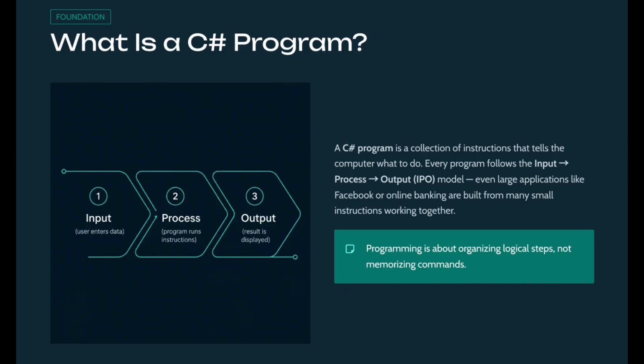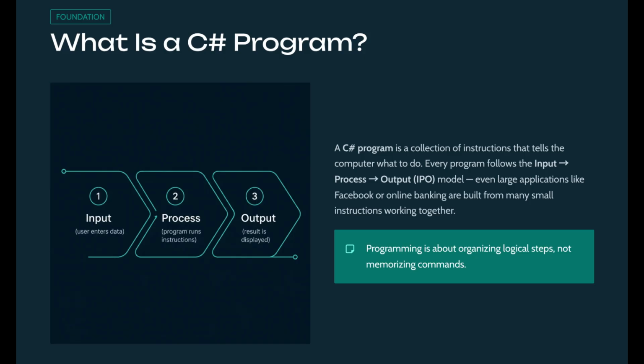A C# program is simply a collection of instructions written by a programmer to perform a specific task. These instructions tell the computer exactly what actions to perform and in what order. Every program follows a simple process known as input, process, and output, or IPO.